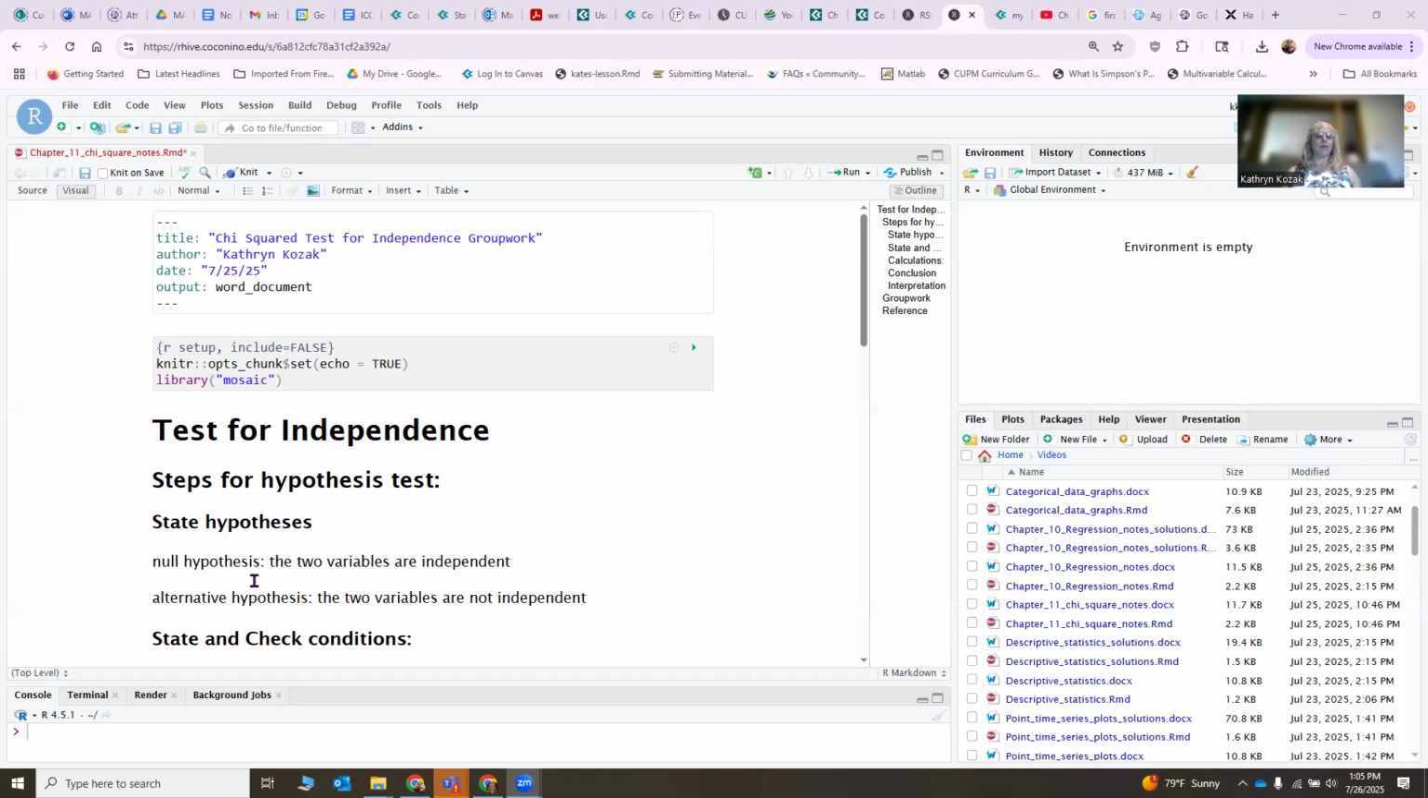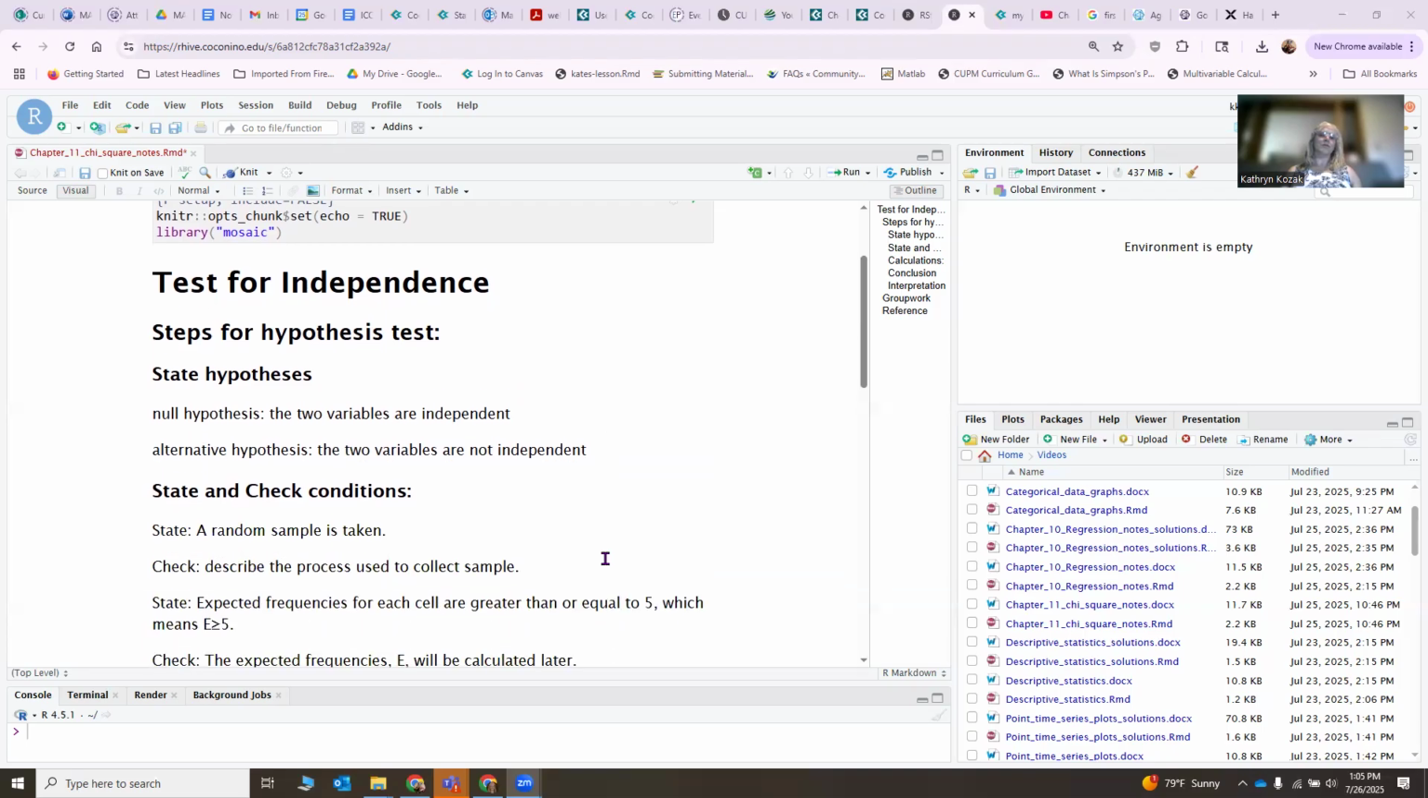You will state your hypothesis. The alternative hypothesis is always that the two variables are not independent. You can call it dependent, or you can just go with not independent. Even though it's called the test for independence, it really is a test for not independence. And your null hypothesis is the two variables are in fact independent. And again, you're only going to have two variables that you're working with.